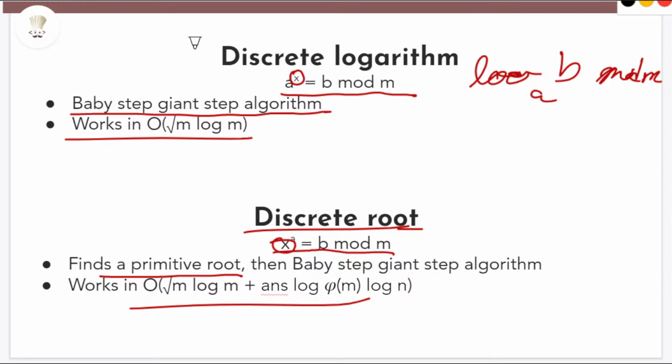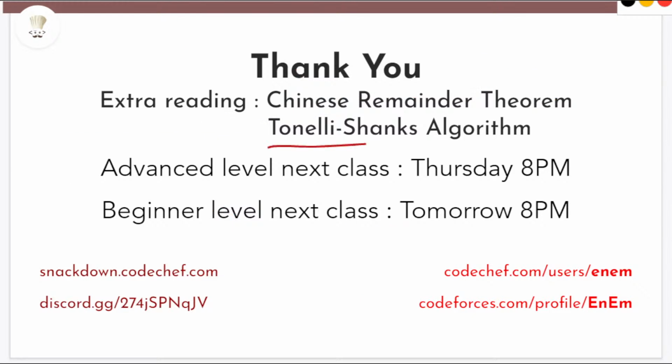So these are the concepts that I would suggest, actually three concepts: primitive root, discrete logarithm, and discrete root. You should study these concepts in detail going further. And some other concepts that you should study are the Tonelli-Shanks algorithm and the Chinese remainder theorem. The Chinese remainder theorem is another concept in modular arithmetic, and it is a really basic algorithm.